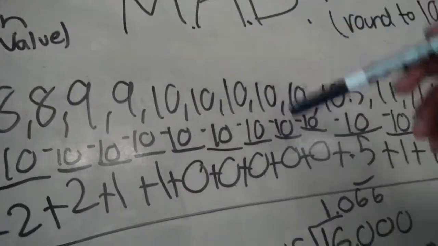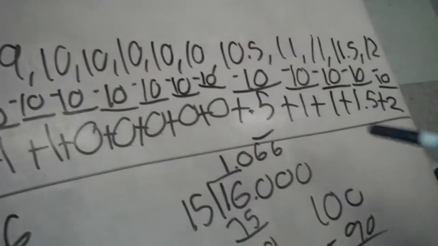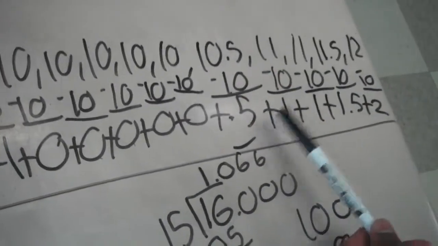So 6 minus 10, 8 minus 10, 8 minus 10, 9 minus 10, 9 minus 10, 10 minus 10, 10 minus 10, 10 minus 10, 10 minus 10, 10 minus 10, 10 and a half minus 10, 11 minus 10, 11 minus 10, 11 and a half minus 10, and 12 minus 10. When you do that in absolute value, you come up with 4, 2, 2, 1, 1, 0, 0, 0, 0, 0, a half, 1, 1, 1 and a half, and 2. So we're going to use that. When you add it all up together in absolute value, it comes to an approximate answer of 16.